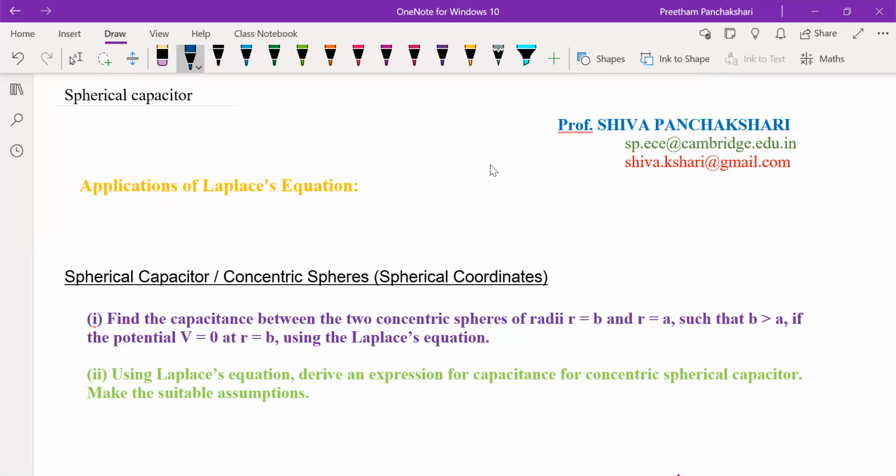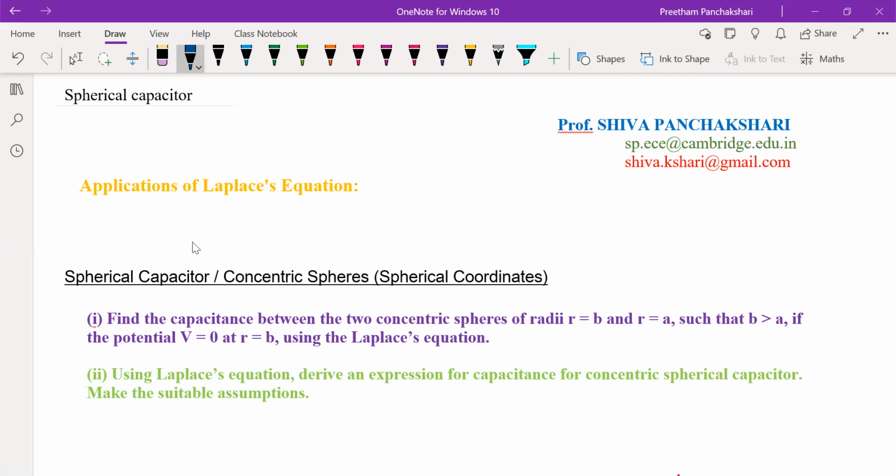Welcome back to this session of discussion on applications of Laplace equation. In our previous videos, we have discussed two applications of the Laplace equation. One, the parallel plate capacitor, and another one, the coaxial cable.